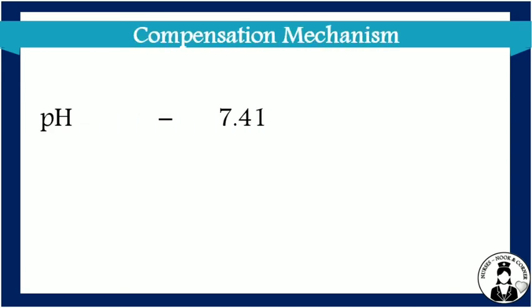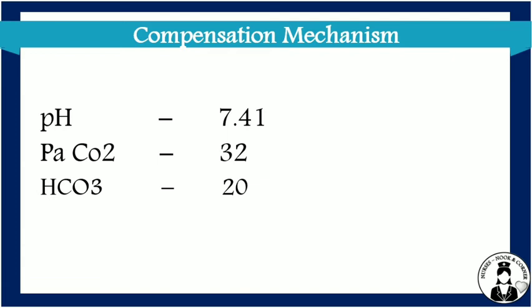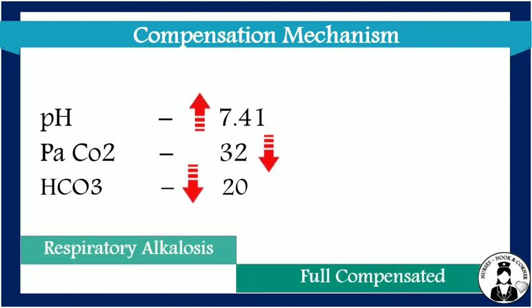Here pH is 7.41, PaCO2 is 32 and HCO3 is 20. So pH is 7.41, which is near the alkaline side. PaCO2 is 32, that is it is decreased, and HCO3 is also decreased. So here it is respiratory alkalosis, but pH is being fully compensated by the bicarbonate. Hence it is respiratory alkalosis with full compensation.